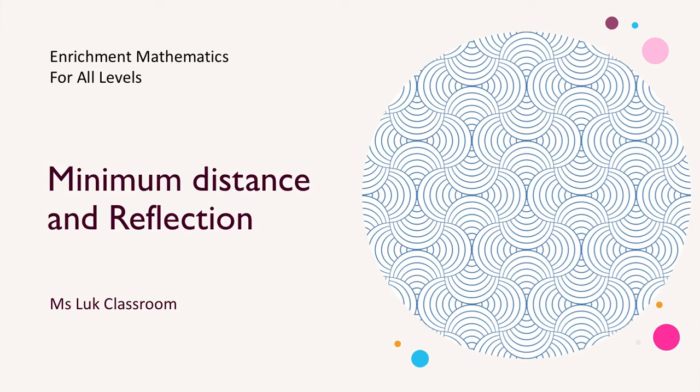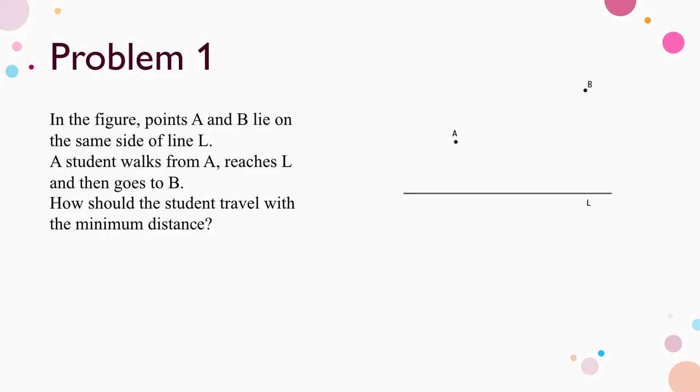Welcome to my classroom. In this video, I start with a simple problem looking for a minimum distance and solve it by reflection of a point about a line. This technique is applied to solve another 5 problems. The technique is simple and the problems can be challenging. The video is for students of all levels. The first problem is quite standard and can be found in exercises for junior form.